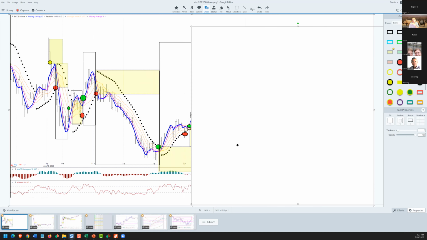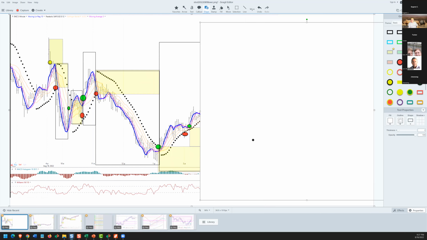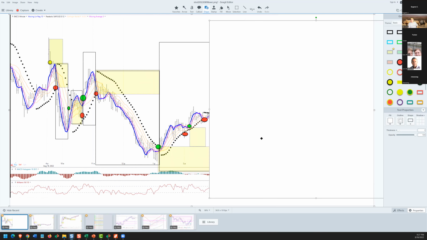Standard exit, then a re-entry, because the PSAR never actually flipped. Price came through, and after that big sell-off, I didn't believe in this on the long side. So quick exit and then quick re-entry, quick exit, quick re-entry.